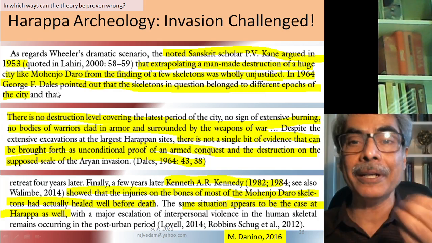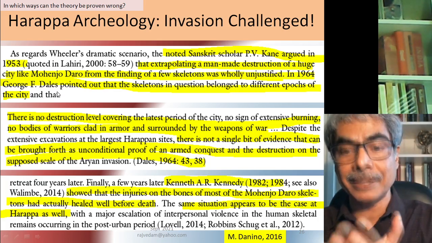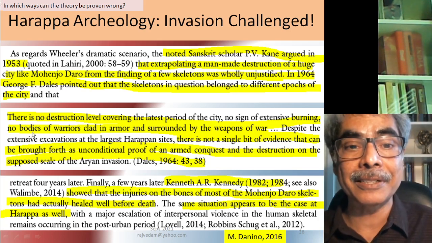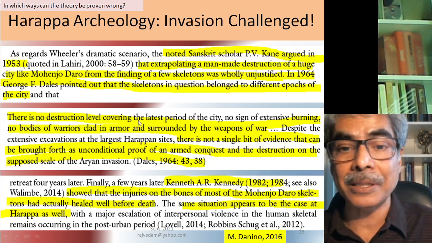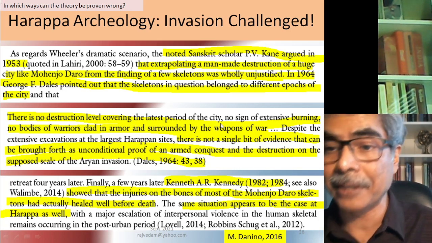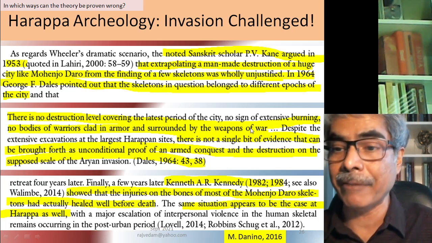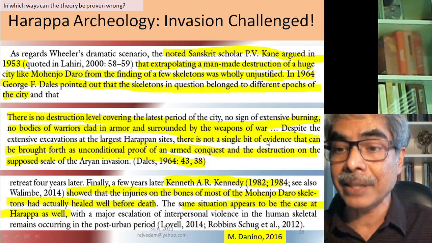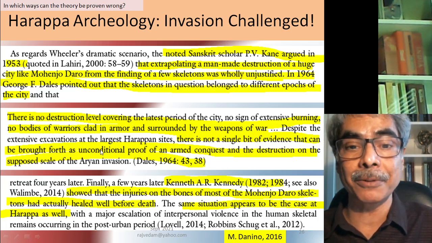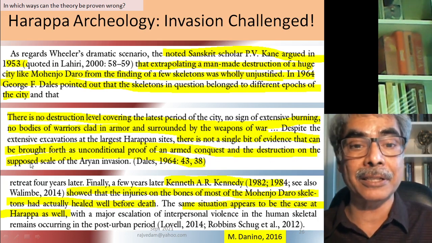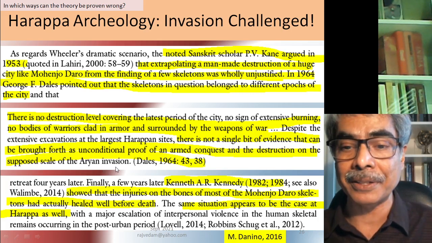And it is not a point incident. Skeletons are not clustered at the same point in time, but in different epochs. Further, George Dale said, there is no destruction level covering the latest period of the city. There is no sign of extensive burning, no bodies of warriors clad in armor surrounded by weapons of war. There is not a single bit of evidence that can be brought forth as unconditional proof of an armed conquest and the destruction of the supposed scale of the Aryan invasion.